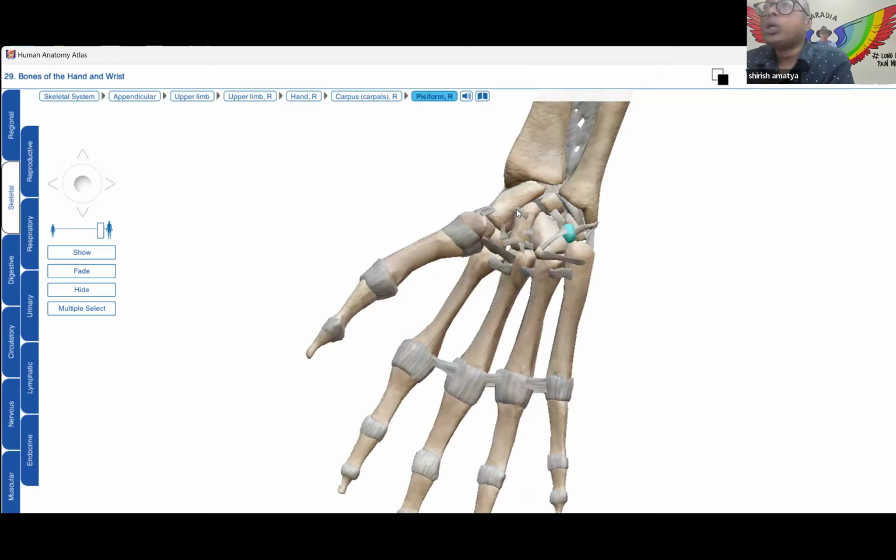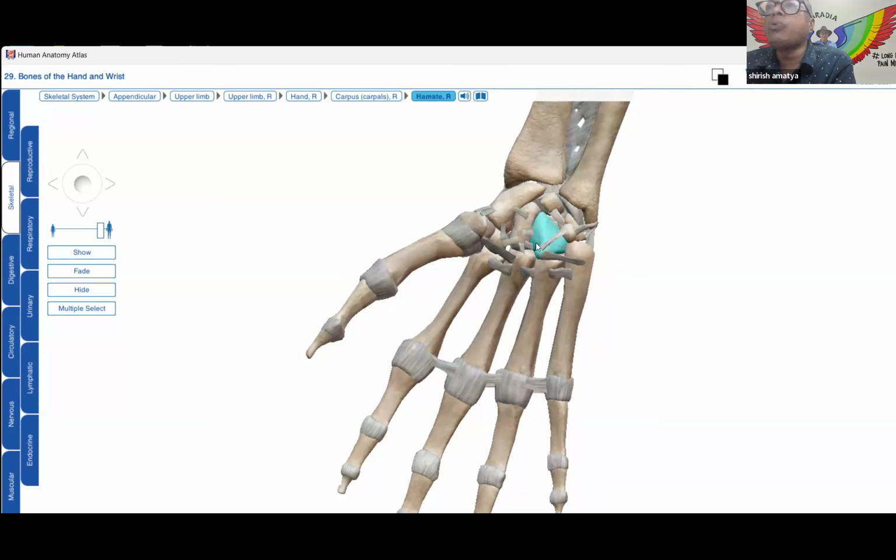So these are the four bones which form the proximal row of the carpal bones, and the distal row of the carpal bones is formed by, from lateral to medial, the trapezium, trapezoid, capitate, and finally hamate.